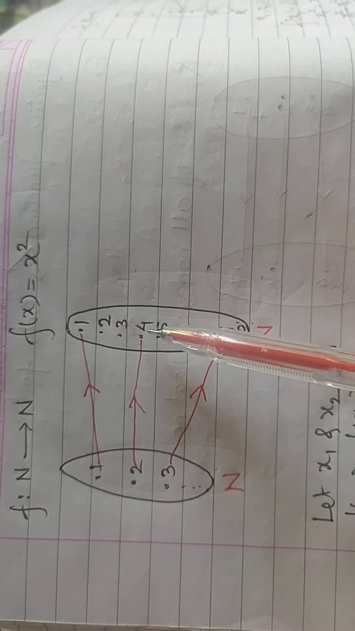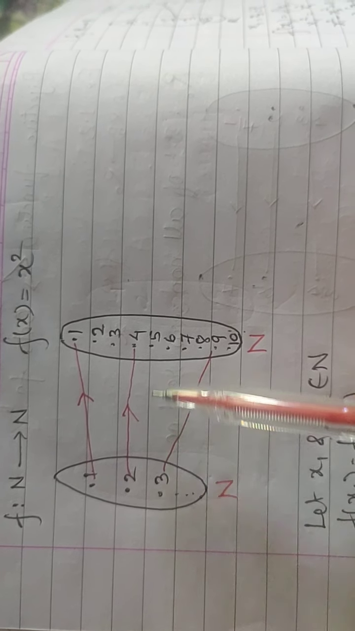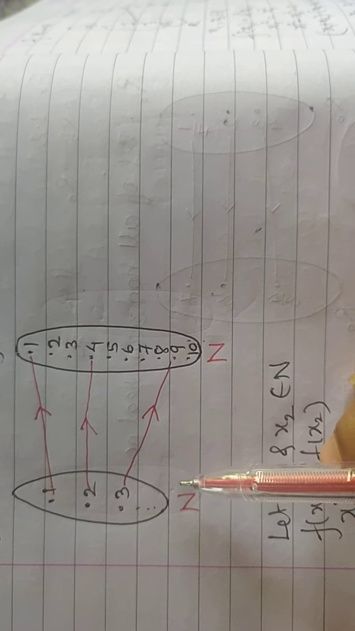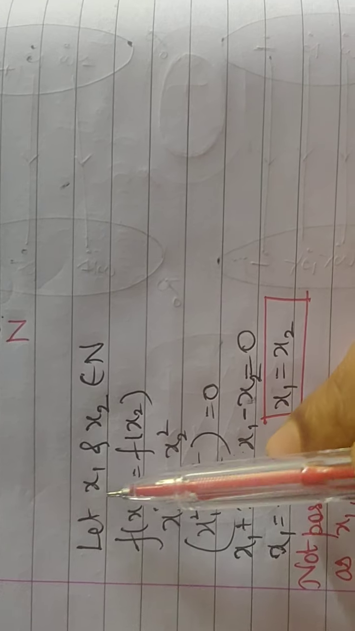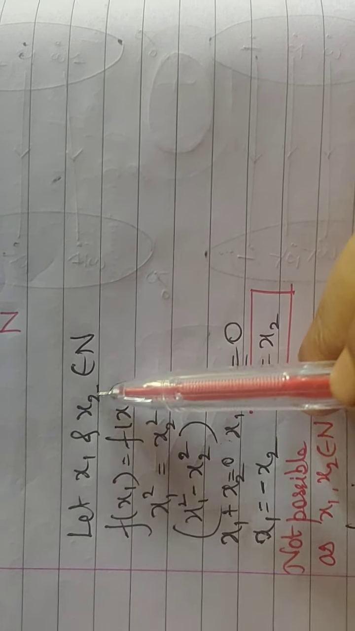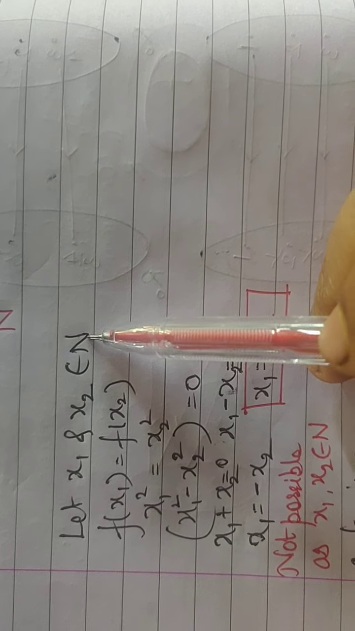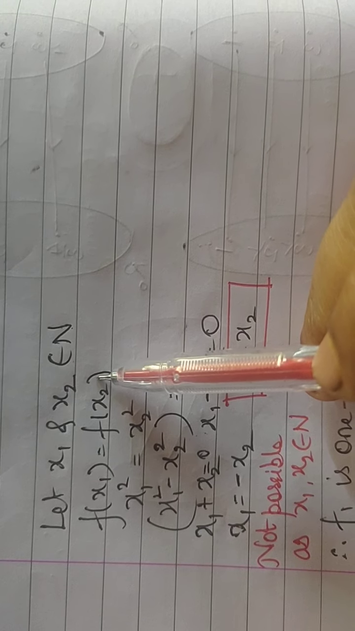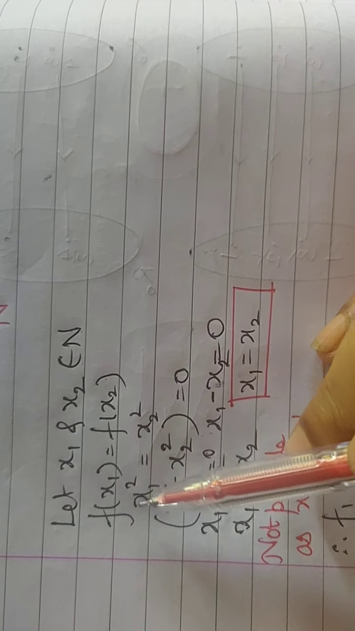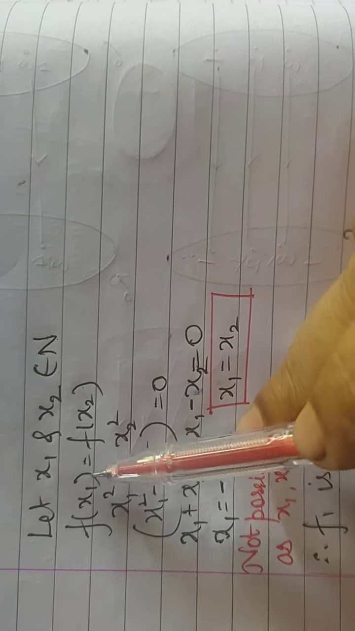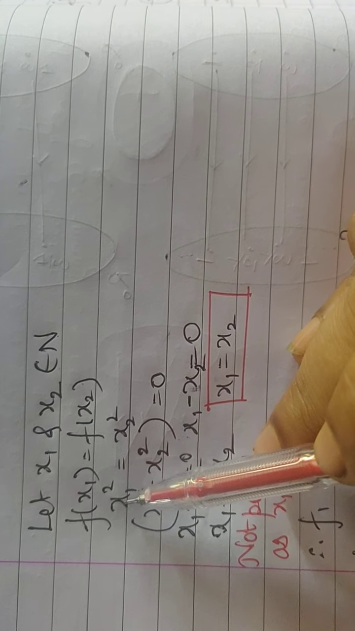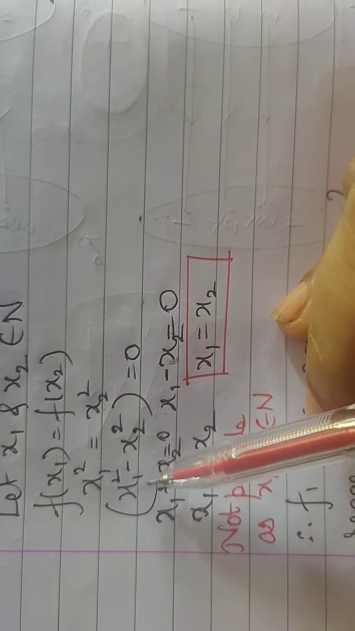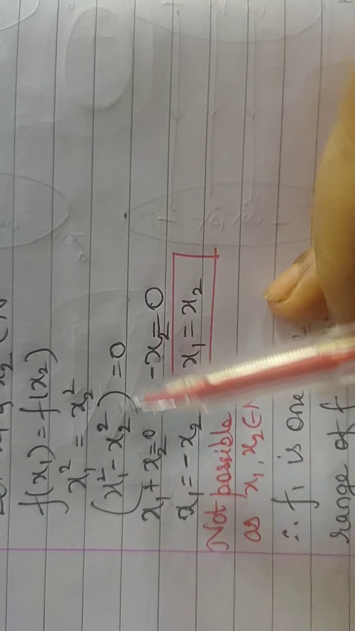By drawing the Venn diagrams or arrow diagrams, you can check. It is very easy to check whether the function is 1-1 onto or not. Or theoretically also you can prove. Let us assume that x1 and x2 are two elements in the set N. This is the domain set. x1, x2 belongs to N. f of x1 is equal to f of x2. Now f of x1 is x1 square because the function f of x is x square. So f of x1 will be x1 square, f of x2 is x2 square. Shift this x2 square to the left hand side, x1 square minus x2 square equals 0.